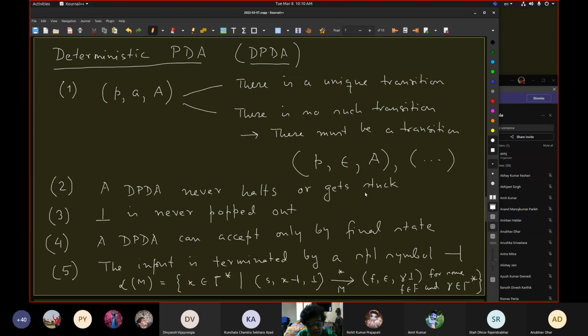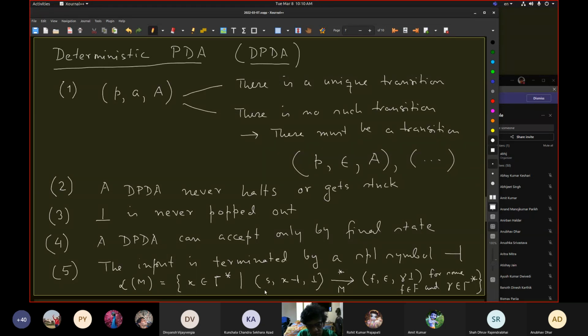And if the stack is empty, then any PDA, deterministic or not, essentially gets stuck. So we will never pop out this. Therefore, the stack is never empty. And therefore, the DPDA can accept only by final state. And I also assume that the input is terminated by a special end of input symbol, not in the input alphabet, which I denote by this.